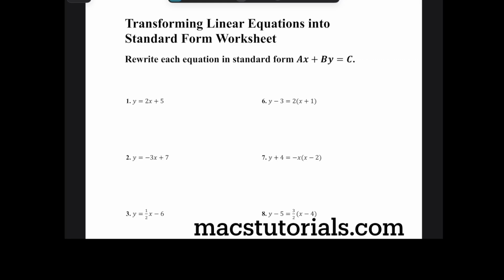Hey everybody, this is Mac here, and we're going to do some problems where we're going to take just different forms, point slope, y-intercept, and we're going to turn them into the standard form right here. So honestly, all we're doing is moving furniture here, okay? So I'll just show you what that looks like.